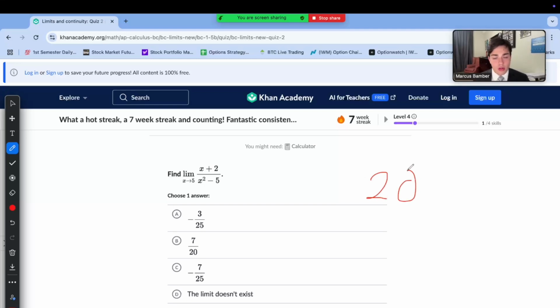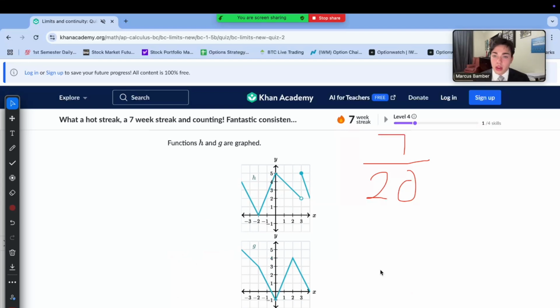We can pursue direct substitution from here. We're not going to encounter any discontinuities in our numerator, because when we substitute in 5, we get 7 on our numerator. Via direct substitution, we can't simplify 7 over 20 anymore. So B is just the correct answer here. No need to overthink these.